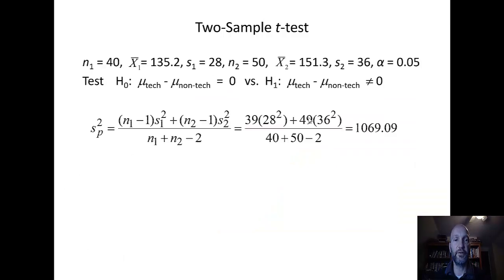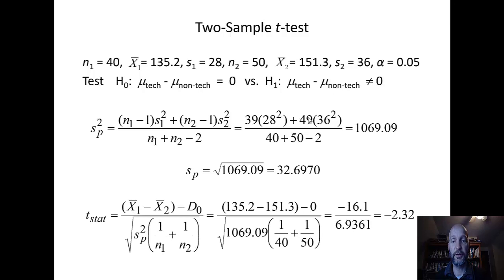Okay, so let's just plug the numbers in and get our pooled variance, which is going to be n1 minus 1 times s1 squared plus n2 minus 1 times s2 squared, divided by n1 plus n2 minus 2. Just plug those numbers in and we get 1069.09. If we take the square root of that, we get the pooled standard deviation of 32.697. At this point, we should probably do a check. This pooled standard deviation is supposed to be a weighted average, or at least the square root of a weighted average. It should be between the sample values of 28 and 36. And it looks like it is: 32.69.